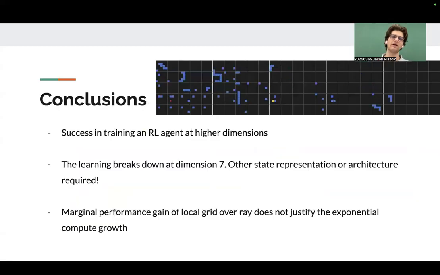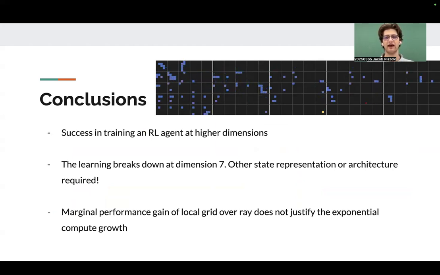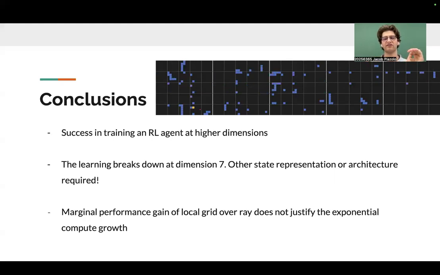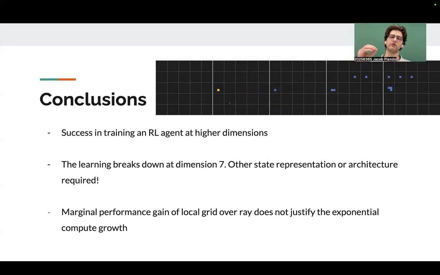All in all, we had success in training a reinforcement learning agent at higher dimensions. The fact that it just achieved 5% at 6 dimensions doesn't mean it didn't learn. The body still grew to a few thousand in length, just the space is really, really big. And then learning breaks down at dimension 7. Here we might need another architecture or a different state representation.